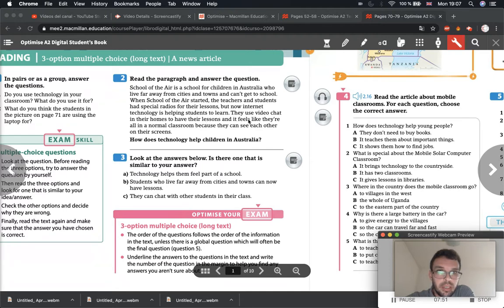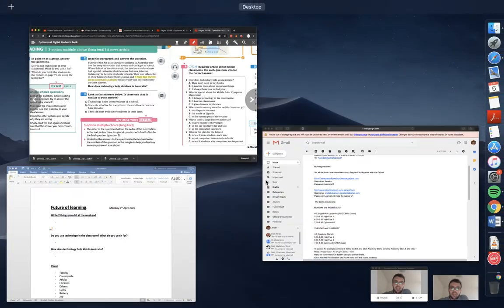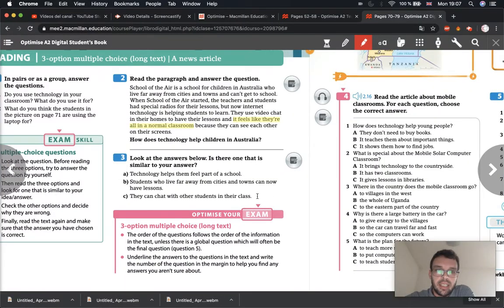So it says here, for example, I'm just going to highlight it. It feels like they're in a normal classroom. So technology helps them feel part of a school. Hopefully you got something similar to that. So that's one technique we can use to help us get the correct answer. You think of your own answer and then you look at the options and think which is the most similar.